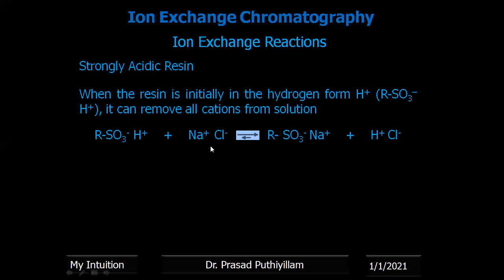When sodium chloride is passed through that, H+ will be removed with Cl-, and Na+ will stick on to that resin. And this is a reversible reaction. That means if you increase the concentration, if you pass HCl through the used resin, the reaction can be reversed, and we will get the regenerated resin.